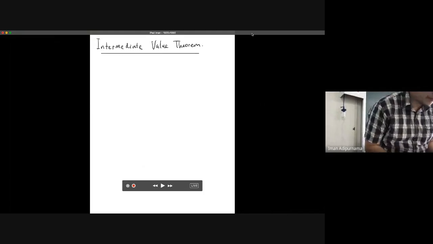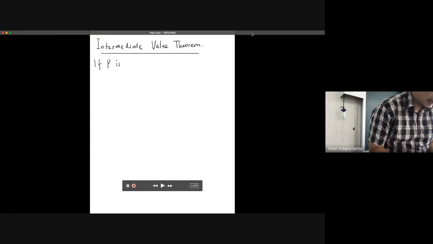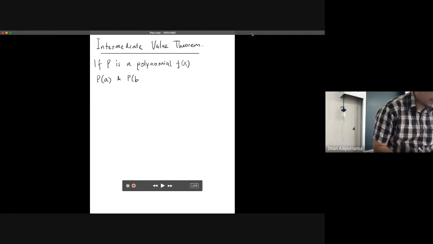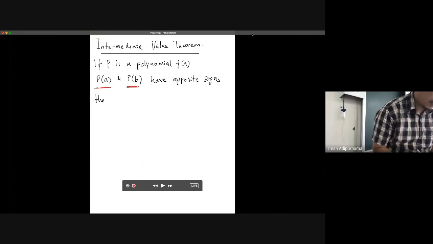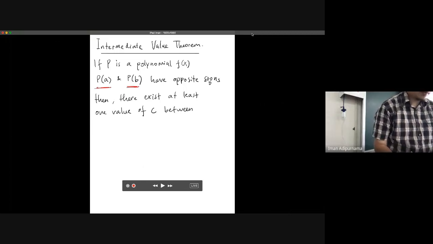Okay, so the intermediate value theorem. If P is a polynomial function, and P(a) and P(b), let me underline, have opposite signs, then there exists at least one value of c between a and b for which P(x) equals 0.